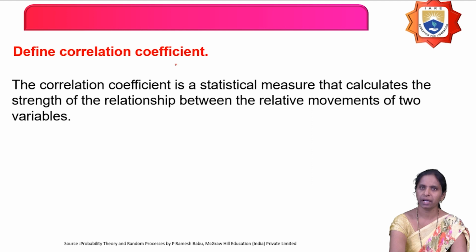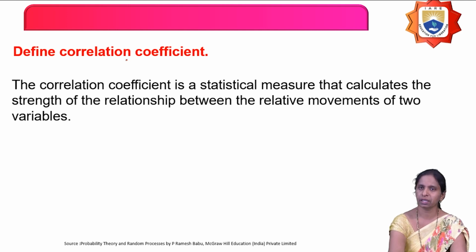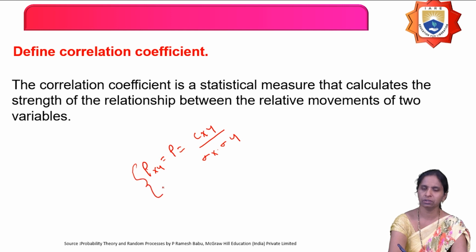Next one is define correlation coefficient. Previously we have seen the covariance. Now what is a correlation coefficient? The correlation coefficient is a statistical measure that calculates the strength of the relationship between the movements of the two random variables. You can mathematically define this correlation coefficient by rho. So rho xy, simply represented by rho, is equal to Cxy over sigma x sigma y. It is a ratio of the covariance to the product of their standard deviations. So this is called the correlation coefficient of two random variables x and y.